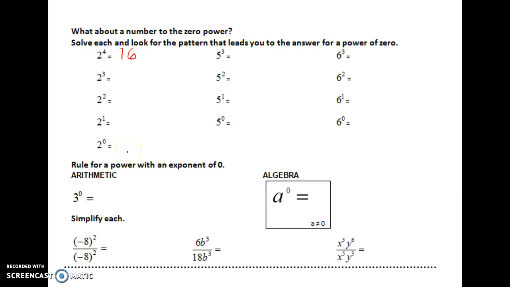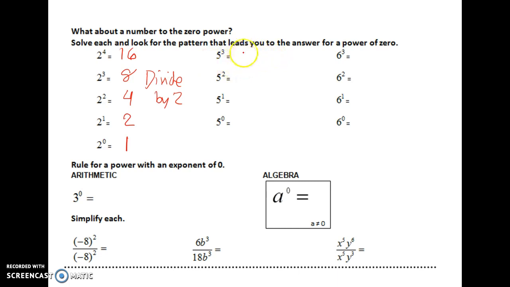So 2 to the 3rd power is 8. 2 squared is 4. 2 to the 1st power is just 2. So before I just assume what this is, I need to figure out the relationship. Well, I know as these exponents decrease by 1, I'm really dividing by 2. That's divided by 2, that's divided by 2, that's divided by 2. So my pattern is divide by 2. So this must follow the pattern. So 2 divided by 2 is 1.